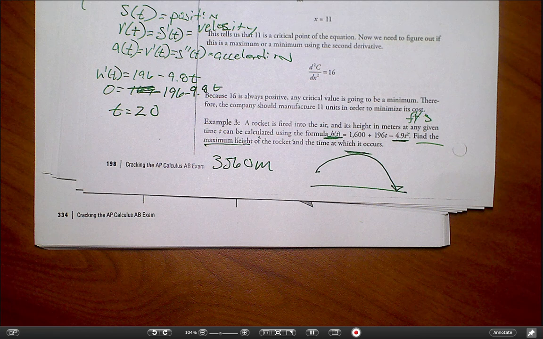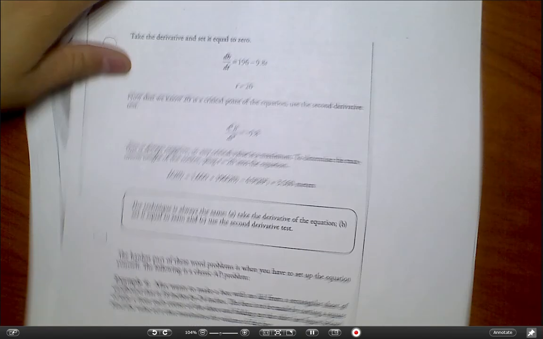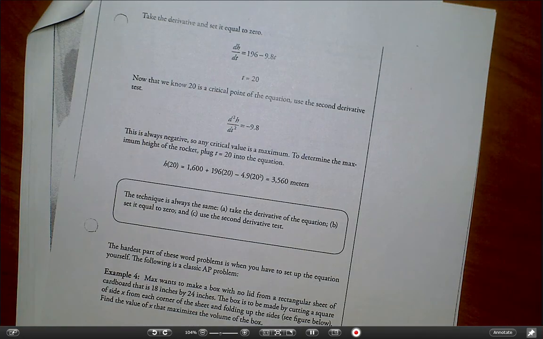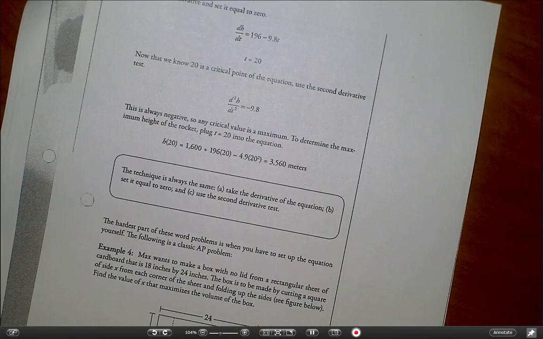I know this is just a lot of algebra type stuff, but understanding and doing these is actually super key to what we're doing for all of this. Now, one of my favorite problems right here. Example 4.